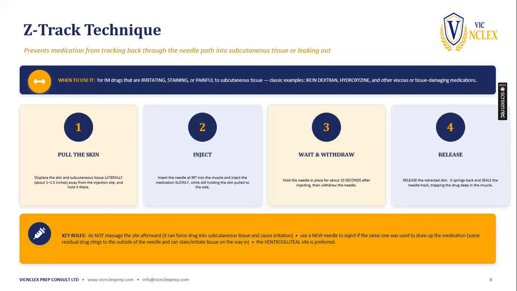So how do we do that Z-track method? Look at that picture. The first thing you want to do, you want to pull the skin. After pulling the skin, this is going to displace the skin and the subcutaneous tissue, right? So you pull the skin laterally. You're going to do it away from the injection site, and then you hold it there. Can you see it? Look at that picture I sent to you. Can you see how the person pulled the skin laterally and then held it, right?